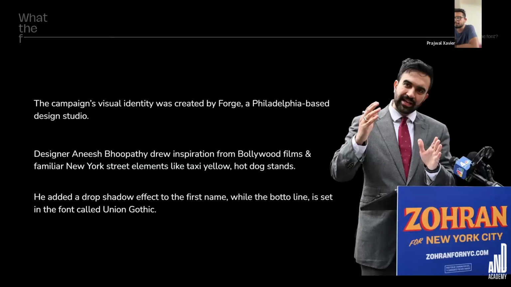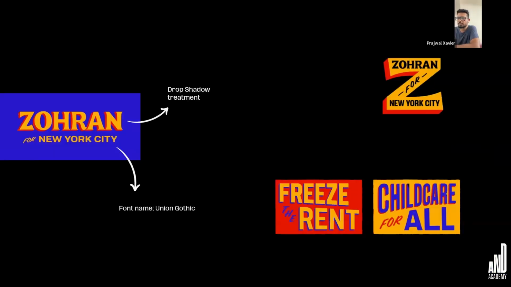And this was a recent election campaign for Zohran Mamdani. You can see this is very close to the hand painted format. Designers drew inspiration from Bollywood movies and New York street elements like hot dogs, yellow taxi, and all. It's very beautiful and they are using very colorful backgrounds for the election campaigns. They also used a font called Union Gothic. See the color contrast here, we get the feel of hand painted color vibrance.